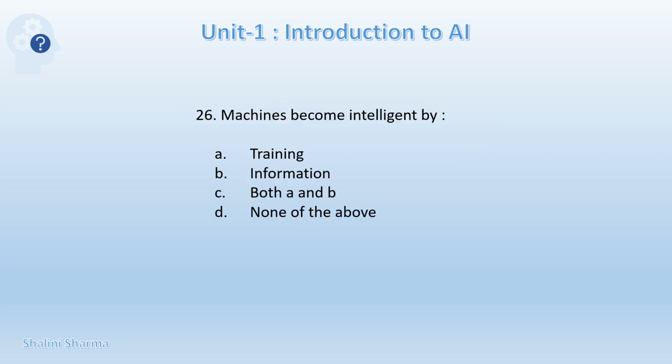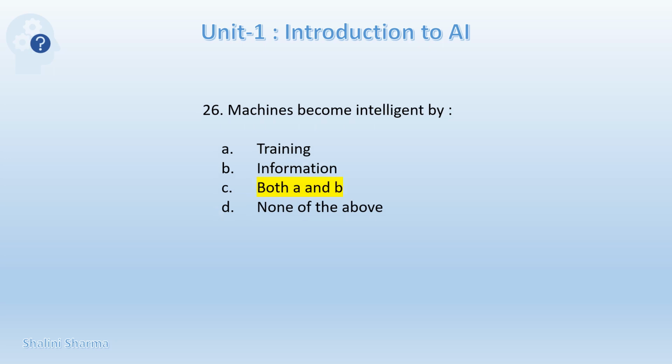26th question. Machines become intelligent by A. Training, B. Information, option C. Both of the above, both A and B, option D. None of the above. We are aware that to make a machine intelligent, we need to train it and we need to provide it information.